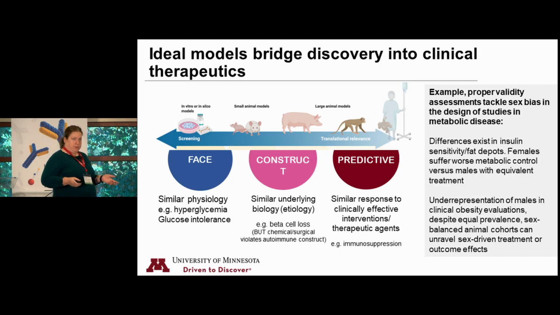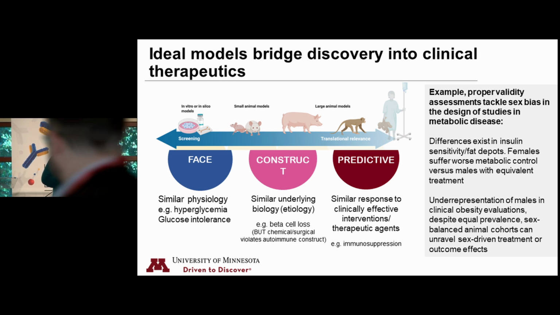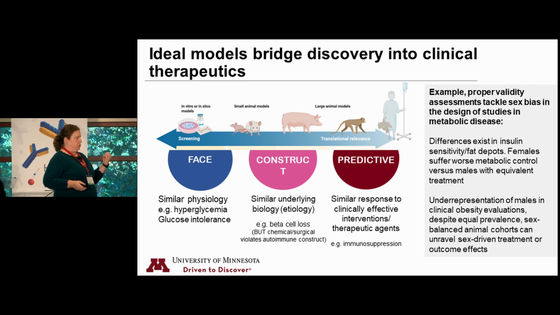So when you think about choosing a model for your research, you want to look at the different types of model validity and what will best answer your research question. Typically, if you're at the beginning of researching a therapy, you might want to use in vitro or in silico models to look at face validity. That's usually screening models that will mimic the physiology that you're looking at, such as hyperglycemia or glucose intolerance.